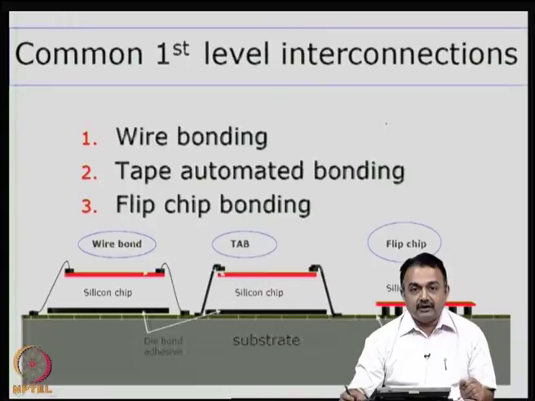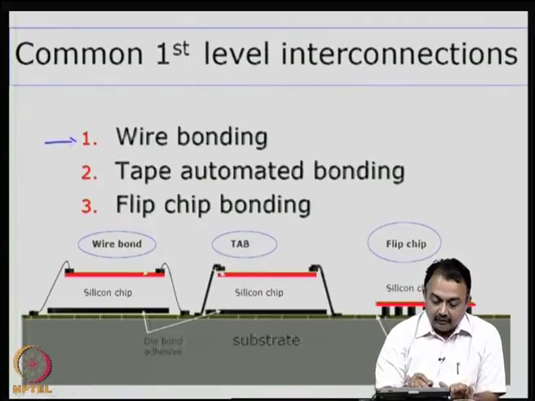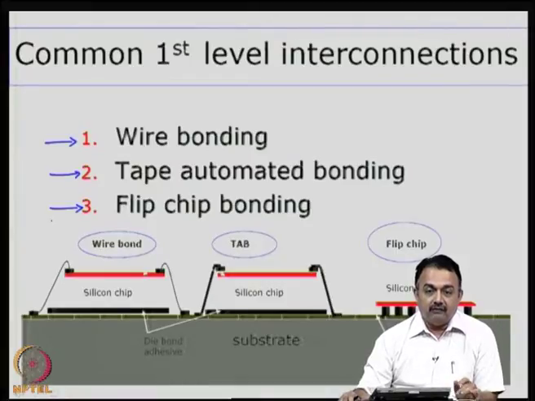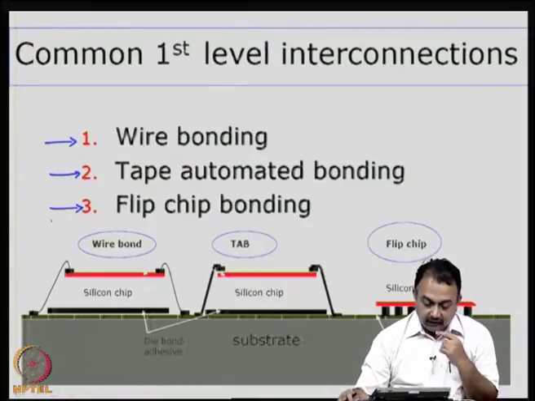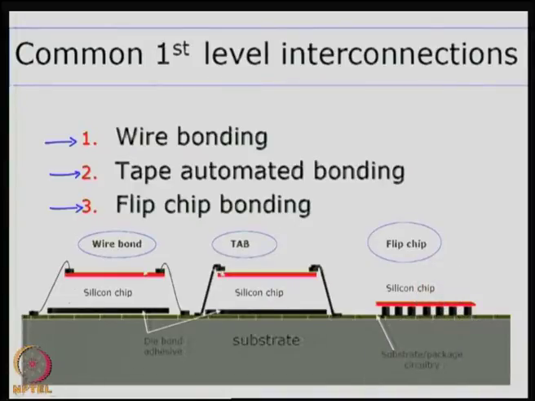So, the common first level interconnections are wire bonding, tape automated bonding and flip chip bonding. So, these are the only 3 first level interconnections. If you look at the first figure here, this is the substrate, common substrate assumed for describing all the 3 processes. Wire bonding contains a silicon chip like this, a bare die that is now mounted onto this substrate here.